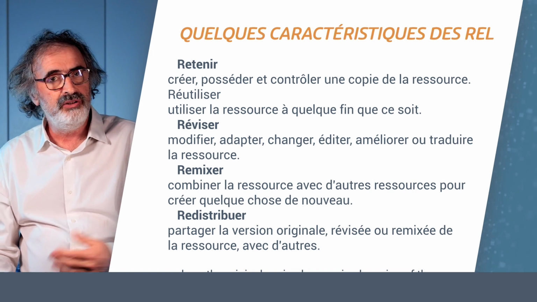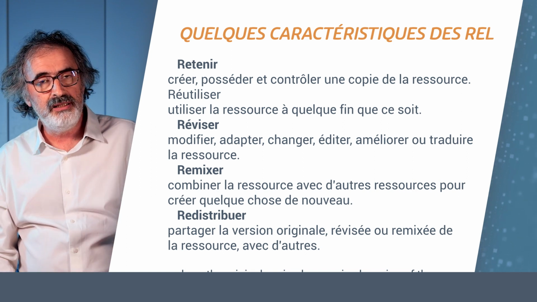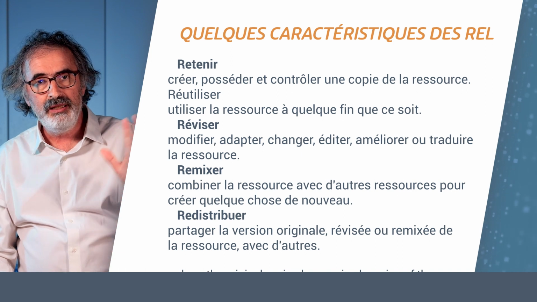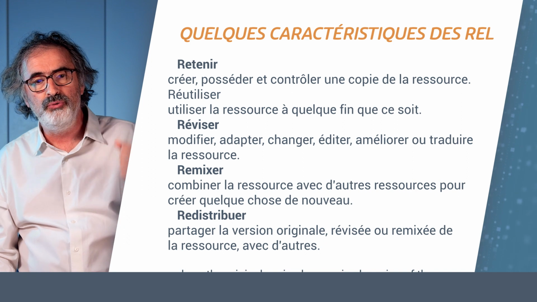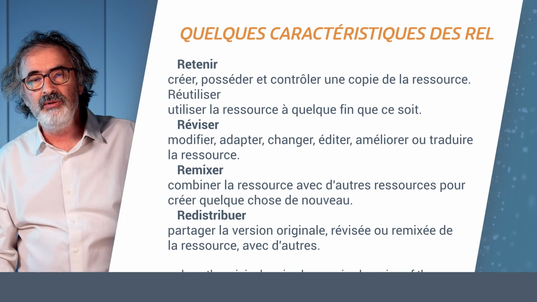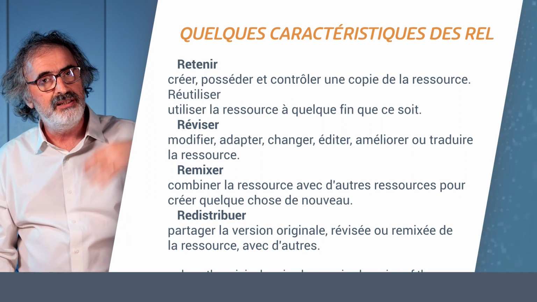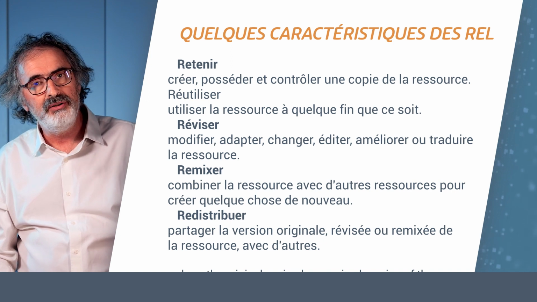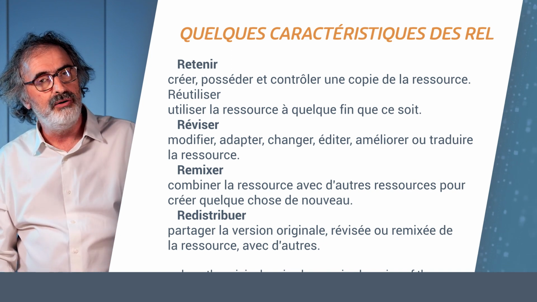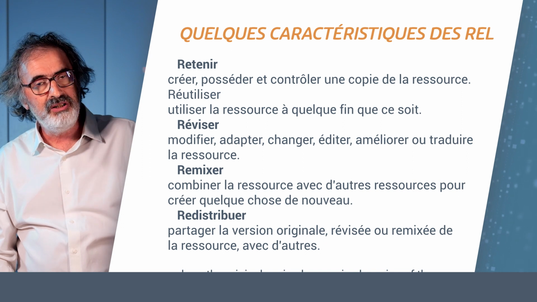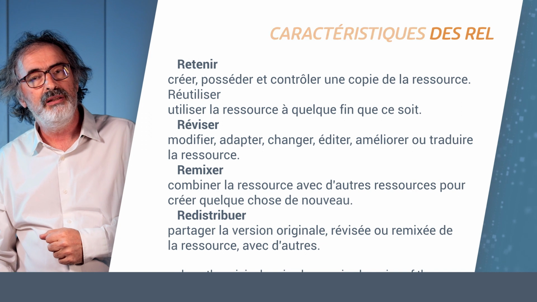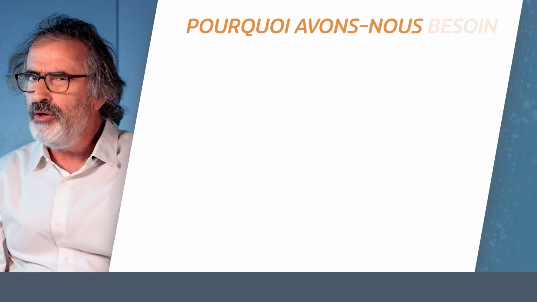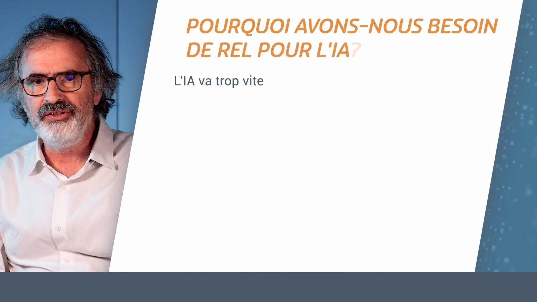And the fifth one is redistribution. It just means that I can now use this new material that I have created through revision or through remix, and I can redistribute it, put it on my web page, send it by mail to whoever I want, and say to anybody else, look, there's a new license here, which is consistent with the previous licenses, and please reuse it the way you want. So how do we link this with artificial intelligence?